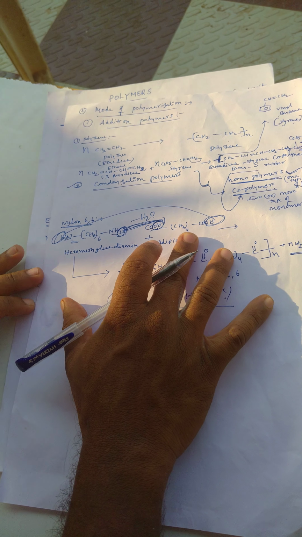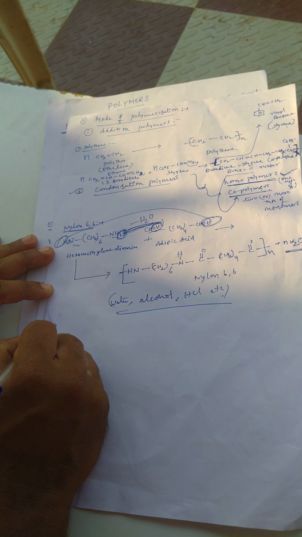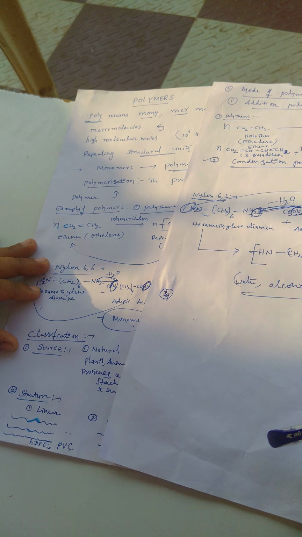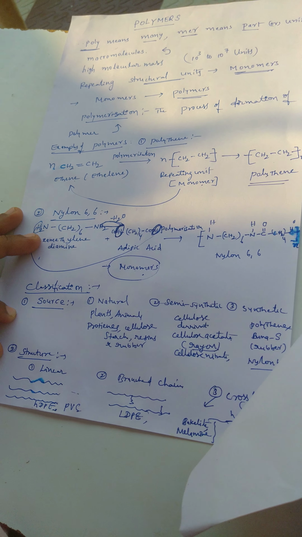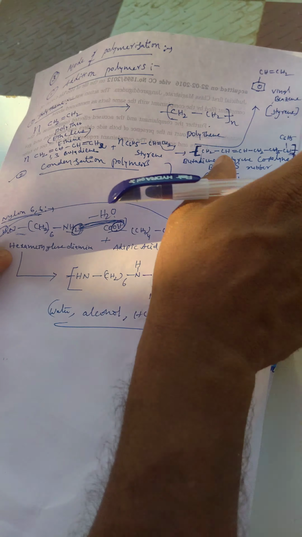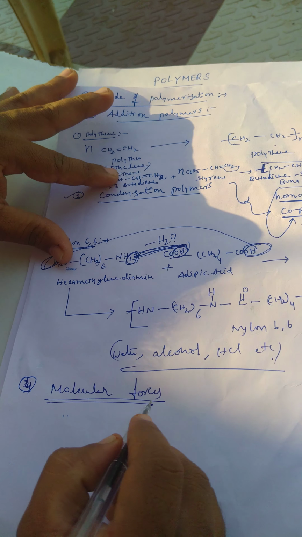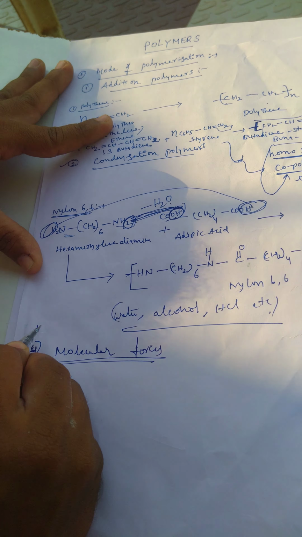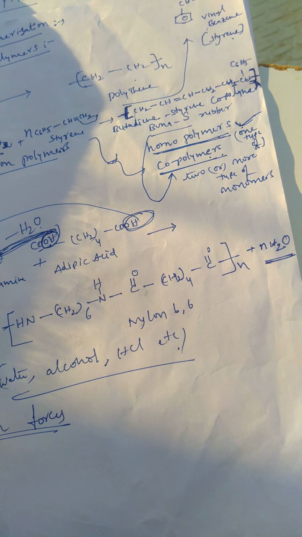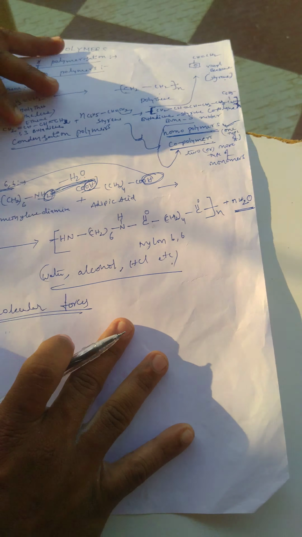And the fourth type of classification, children: already the first classification, based on the source, we have seen, the second one based on structure, the third one mode of polymerization, and the fourth one is classification based on molecular forces. In shortcut I wanted to say, children, this is very important from the examination view. Classification based on their molecular forces.